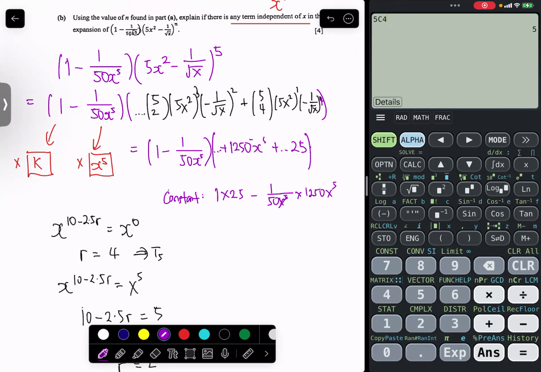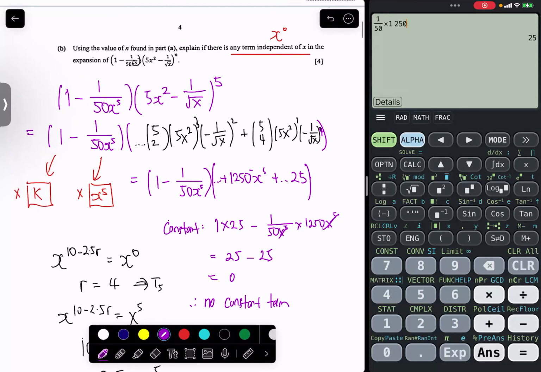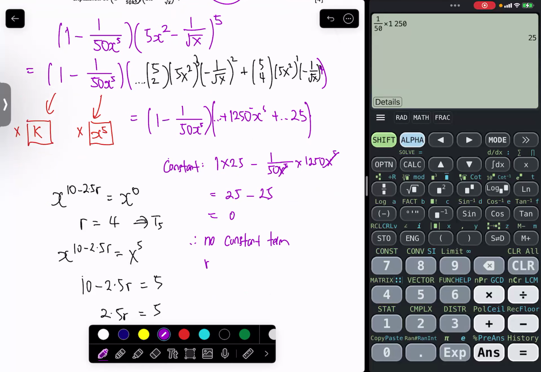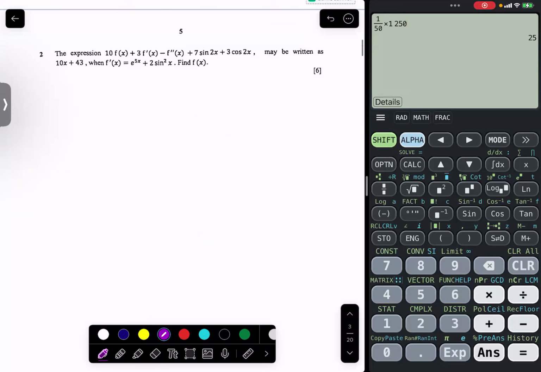Okay, which actually, the x5 cancels off. So it's just 25 minus 1 over 50 multiplied by 125. Okay, 25 equals to C. Okay, so therefore, no constant term. Or rather, answer the question: is there any term? No independent term. Right? Okay, question 2.